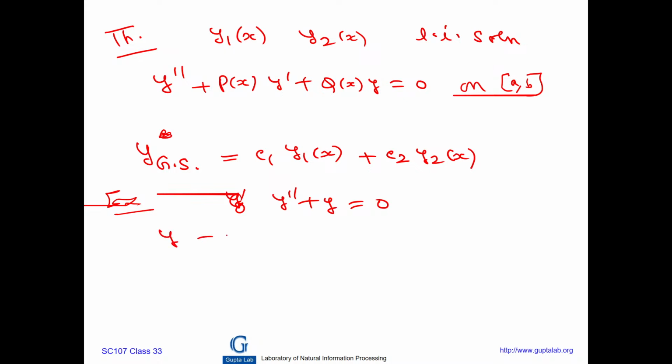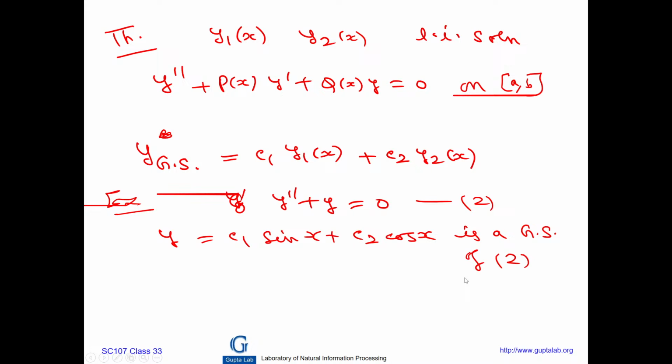पहली बात तो शो करो कि y1 इज इक्वल टू c1 sin x प्लस c2 cos x is a general solution of 2. कैसे करोगे? हमें अभी तो दिखाया है मैंने, sin x cos x निकाला है, रॉन्स्कियन नॉन जीरो है, दोनों लीनियर इंडिपेंडेंट है, राइट. तो C1 कॉम्बिनेशन विल बी जनरल सॉल्यूशन. एनीवे सॉल्यूशन तो होगा ही, बिकॉज यू कैन सब्स्टिट्यूट एंड शो दैट दिस इज आल्सो ए सॉल्यूशन.